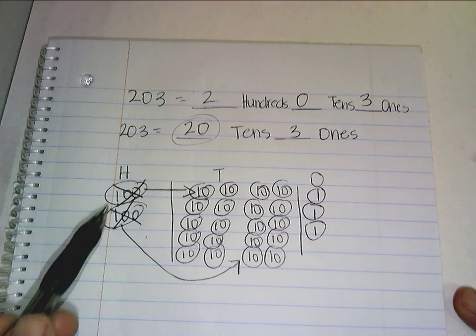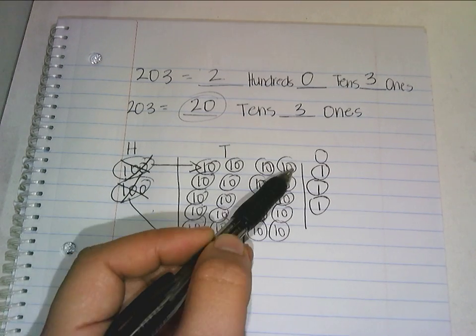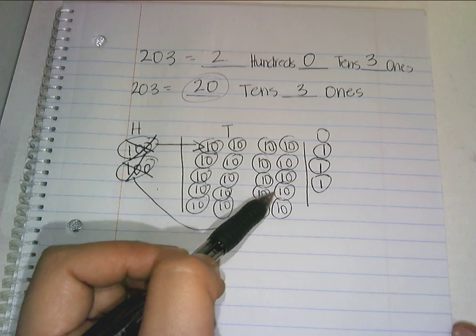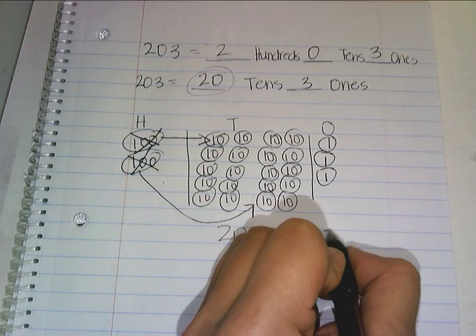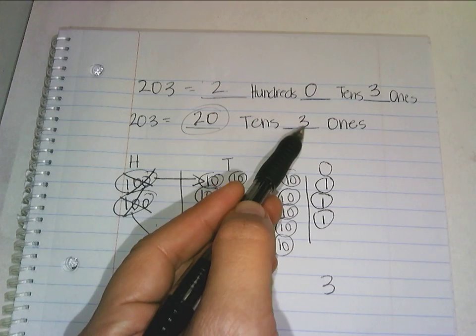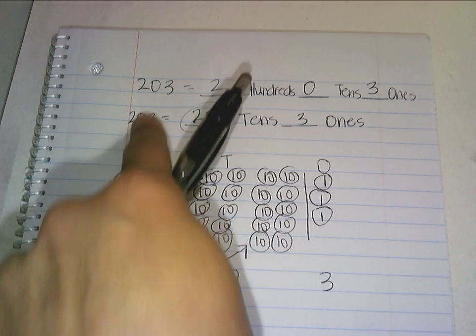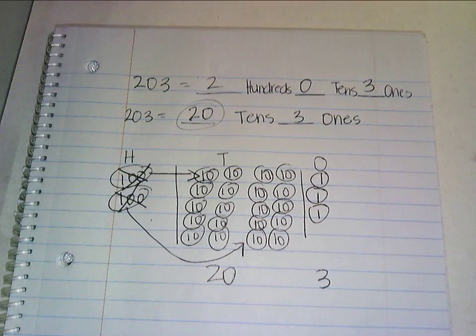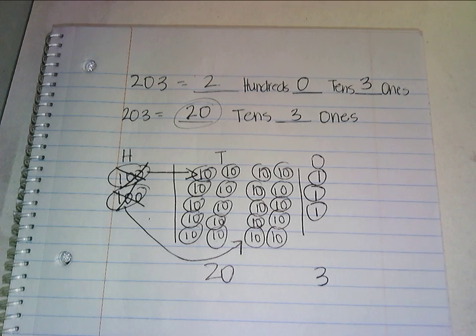Okay, so now I have 1, 2, 3, 4, 5, 6, 7, 8, 9, 10, 11, 12, 13, 14, 15, 16, 17, 18, 19, 20 in the tens place and 3 in the ones place. Same thing here, 20 in the tens place, 3 in the ones place. Both of these numbers, though, still add up to 203. It's just using different units and values to show that number.